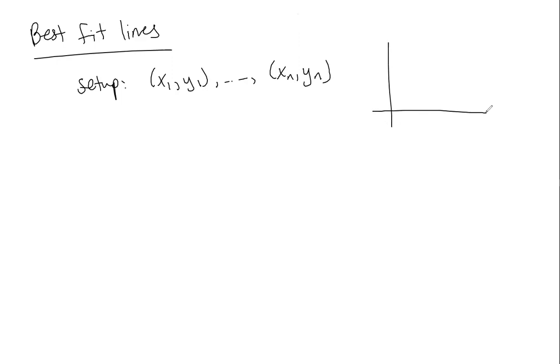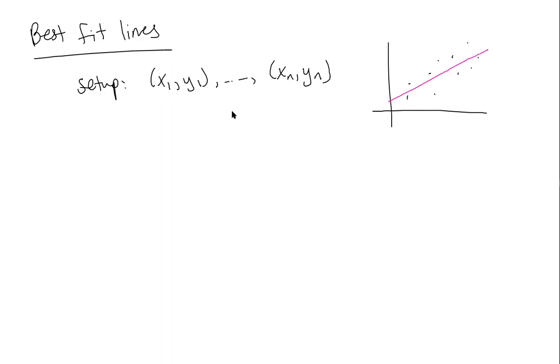And so the setup is you have some data points, x1, y1, through xn, yn. So maybe you collected the data points x1 through xn, and their outputs y1 through yn in some lab or whatever, and now you have some points, and you want to find a line that is best in some way. Okay, and so how do you do that?